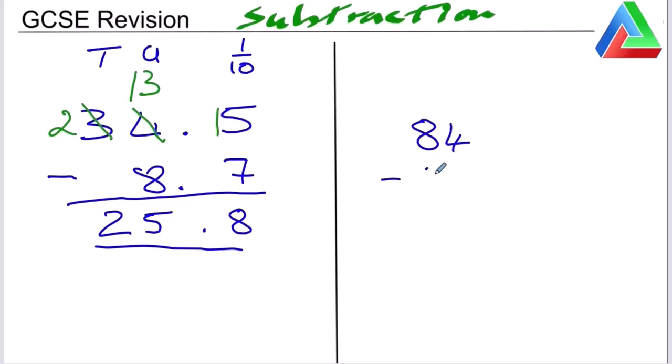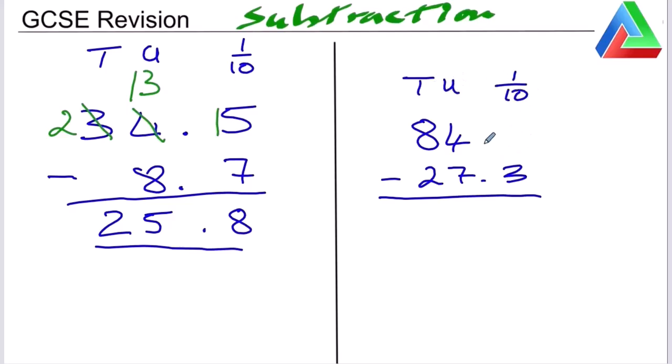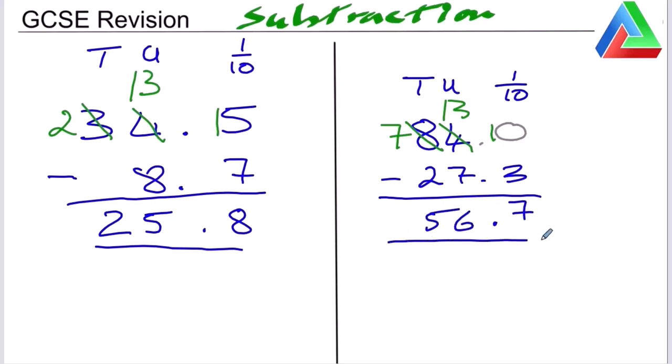Slightly different, 84 subtract 27.3. Line up the units, and now we can put a 0.0 in here just to make it easier. So we have 0 subtract 3 we can't do. So we take from the 4 units. So we've now got 10 tenths subtract 3 tenths. 10 subtract 3 is 7. Put the point in. 3 subtract 7 we can't do. So we take from the tens. We've got 13 units subtract 7, which is 6, and then 7 subtract 2, which is 5. So our answer is 56.7.